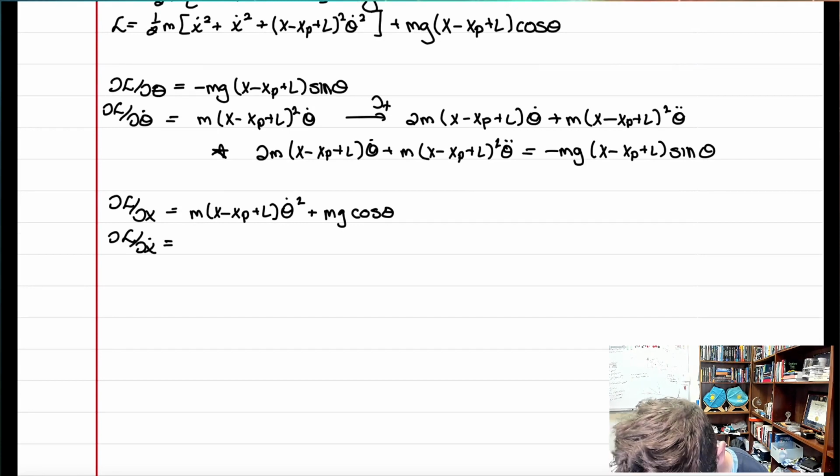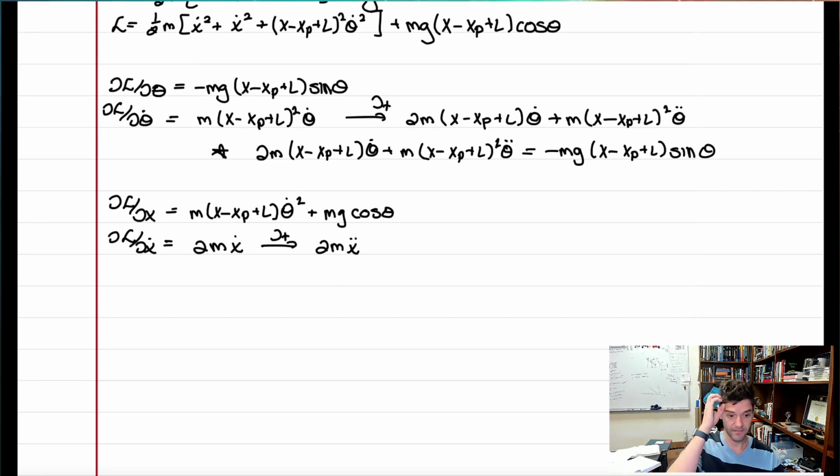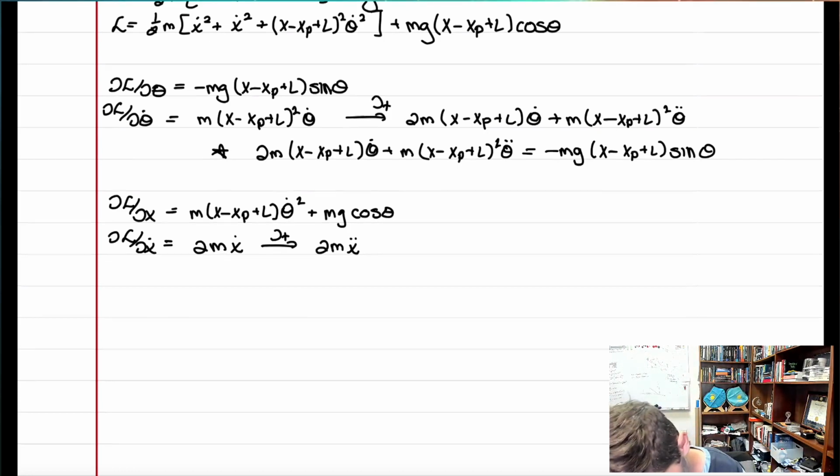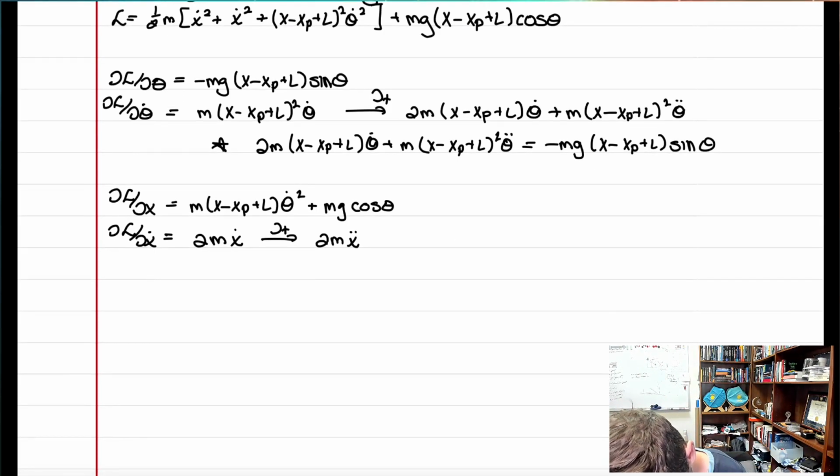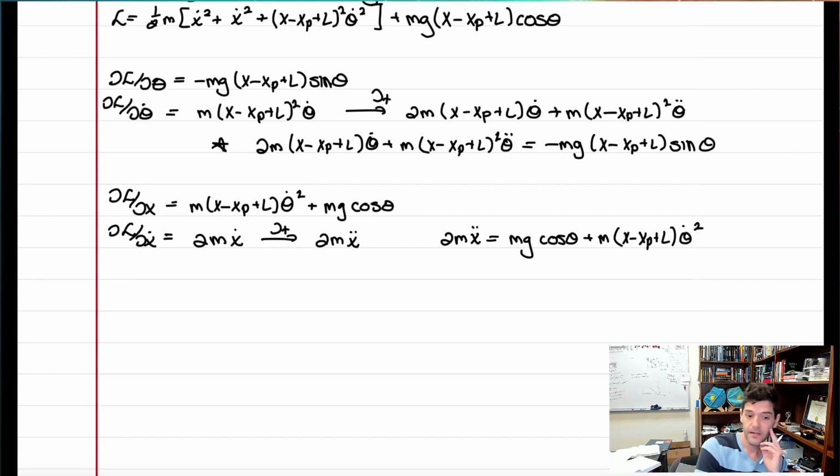Then when I take the derivative with respect to x dot, it looks like that just becomes 2m x dot. Then when I take the time derivative of this, that just becomes 2m x double dot, which is not too bad. So my second Euler-Lagrange equation looks like 2m x double dot equals mg cosine theta plus m(x - xp + L), not all squared, but multiplied by theta dot squared. Oof.